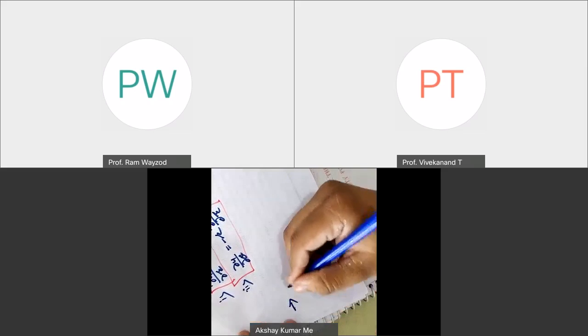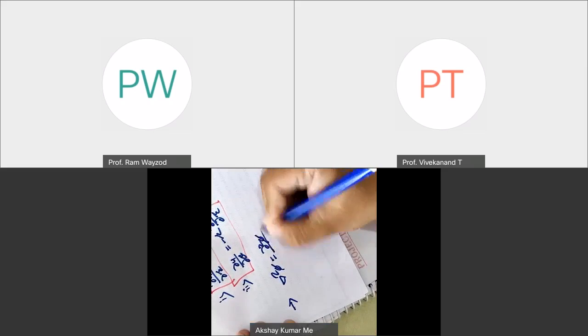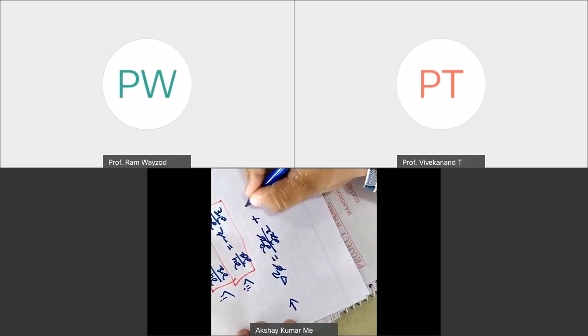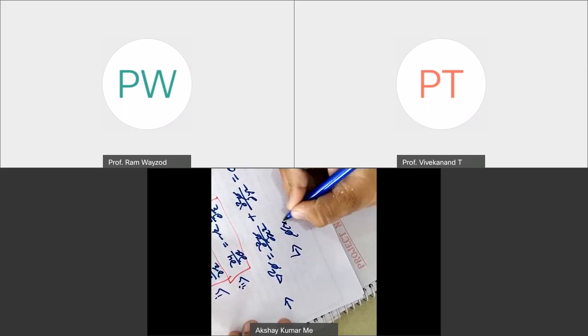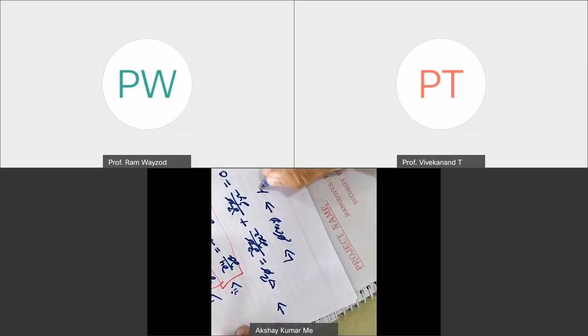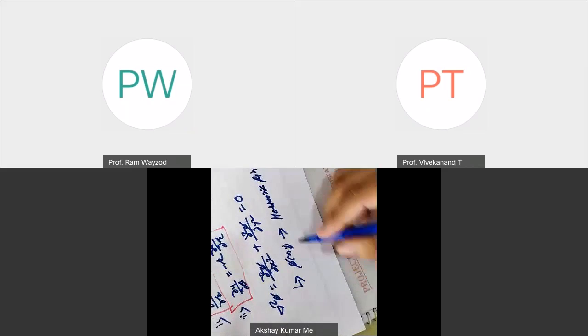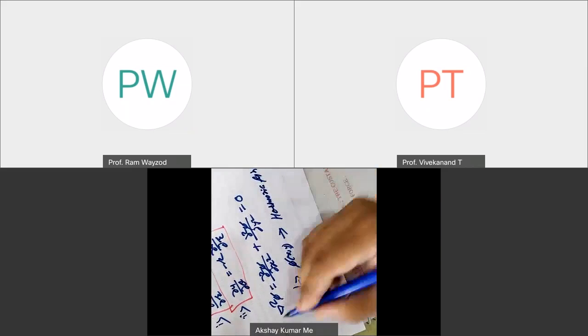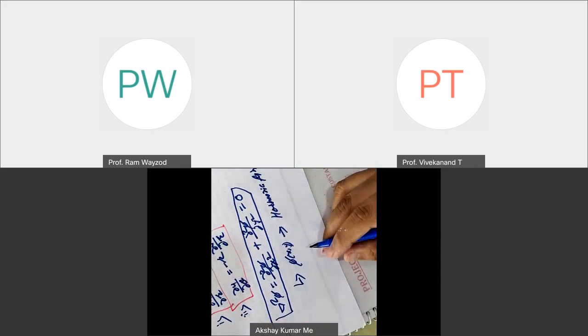Now there is one more definition. If del square phi by del x square plus del square phi by del y square is equal to 0, then we define phi of x, y as a harmonic function. This one is a harmonic function. This equation is known as Laplace equation.